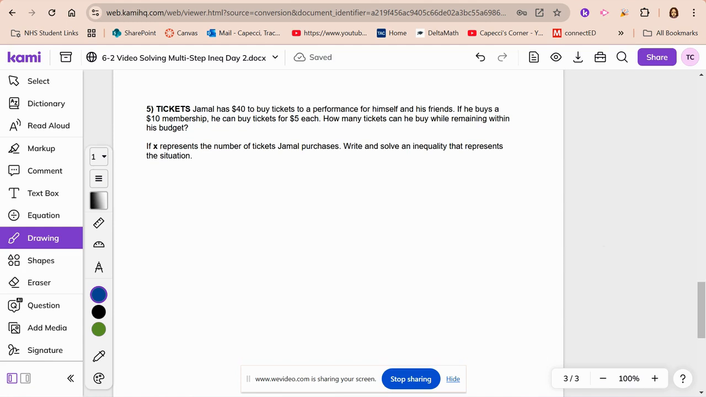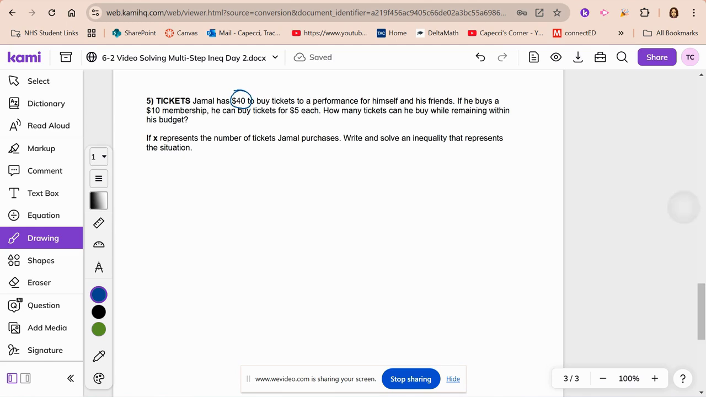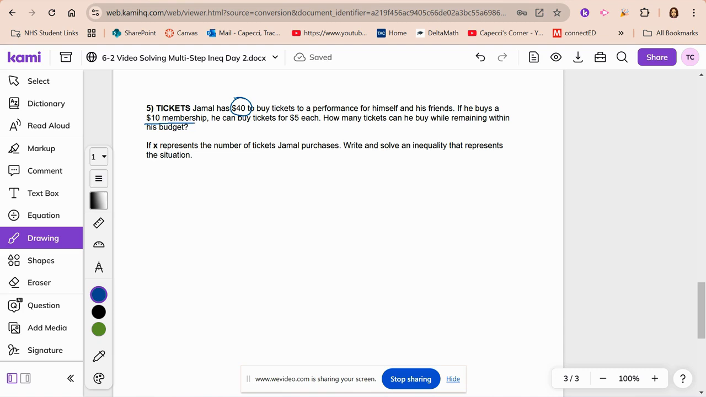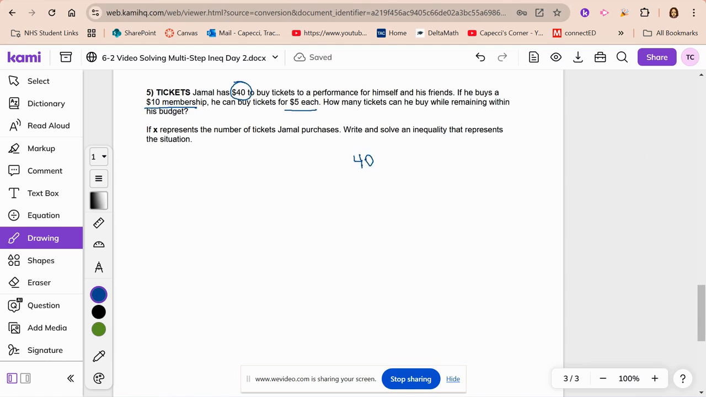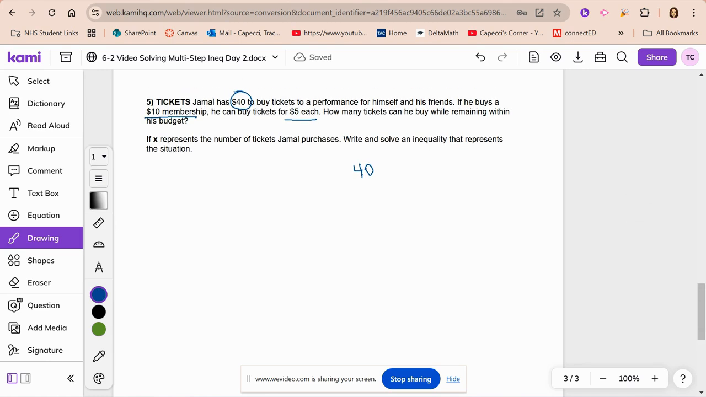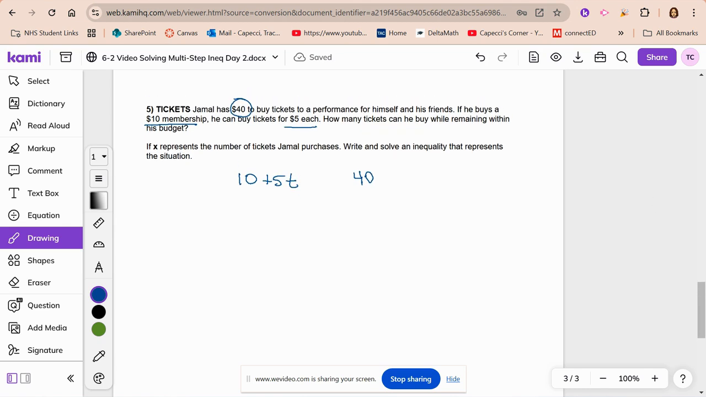All right, let's look at our next one. Jamal has $40 to buy tickets to a performance for himself and a friend. So $40 is going to be important. If he buys a $10 membership, right, he's going to buy that membership one time, he can buy tickets for $5 for each ticket. So I like to put that big number on the right, like the end game. He's got $40. That's it. Okay, so he's going to pay a $10 membership and then $5. I'm going to make that T for ticket. So again, he can spend $40 or less. So everything going on this side has to be less than or equal to 40.